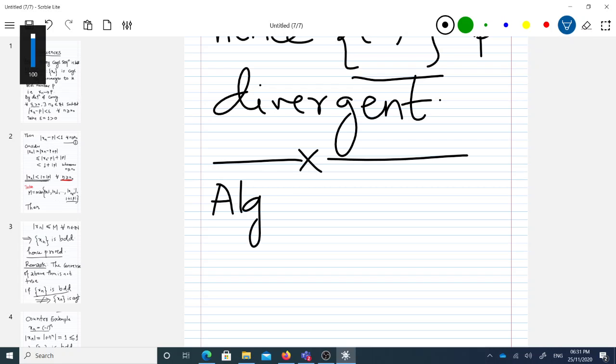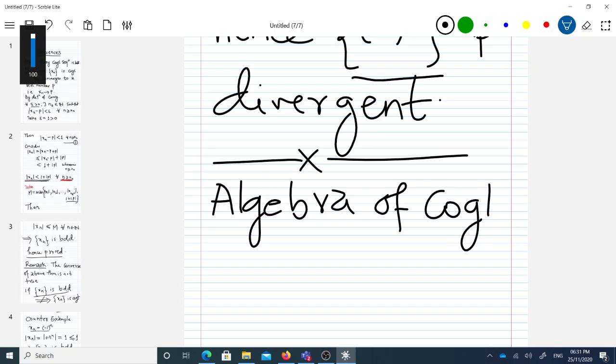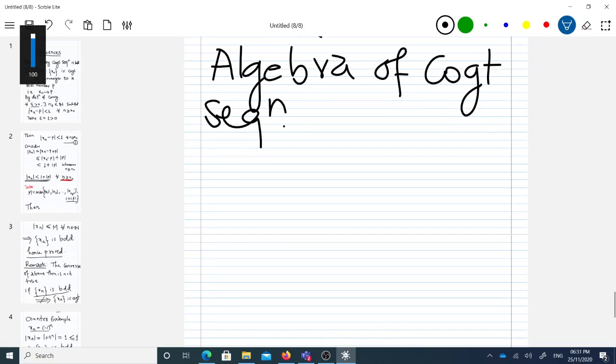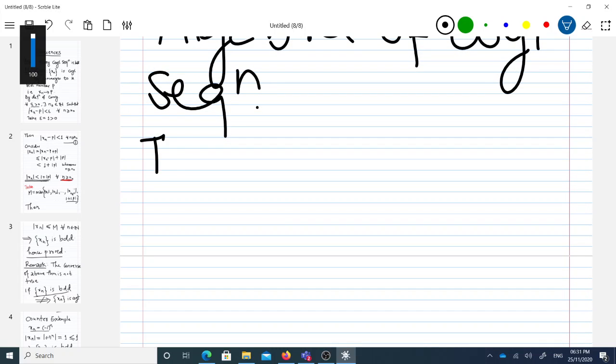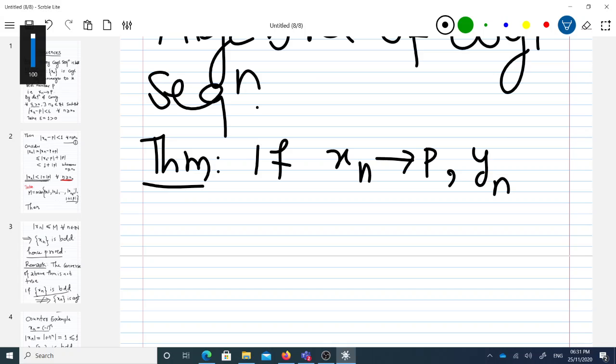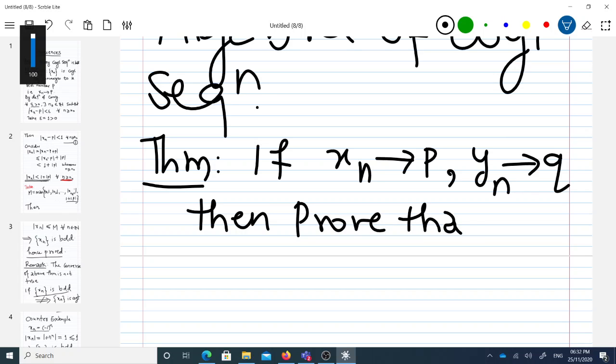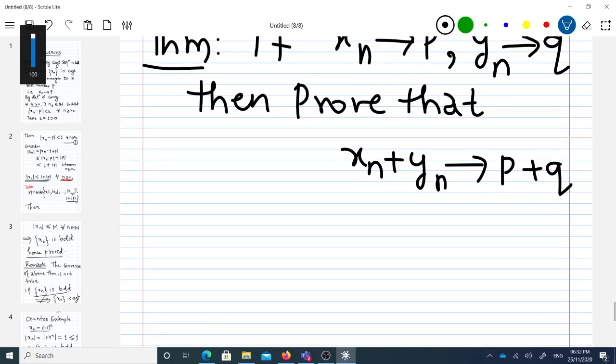So, algebra of convergent sequences. Theorem: if xn converges to p, and yn converges to q, then prove that xn plus yn converges to p plus q. Proof.